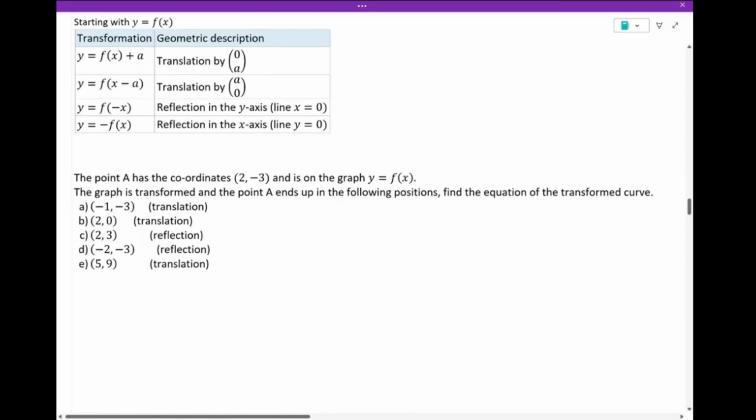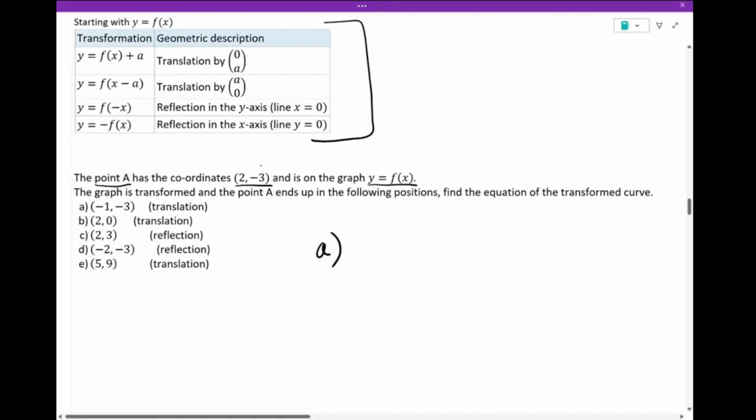We're now going to look at writing the equation of a curve when given the transformation of a specific point. So we've got our summary of our transformations up here, and let's read the question. So we're told that the point A has the coordinates 2, negative 3, and it's on the graph y equals f of x. Now they're telling us the graph is transformed, and then the point A ends up in the following positions, which are written over here. And we need to find the equation of the transformed curve in each instance. So let's start with part A.